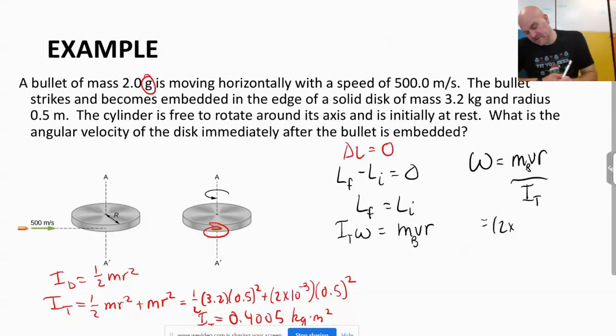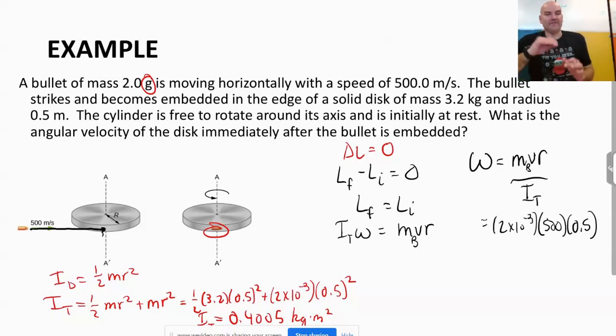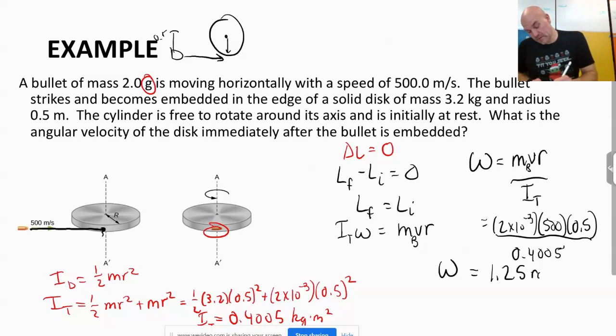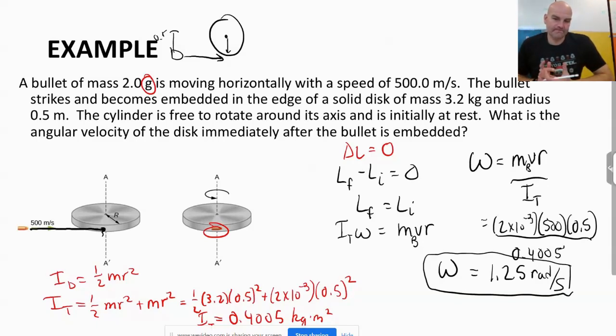So it's going to be 2 times 10 to the -3 times 500 times 0.5. Because if you look, it is taking a direct line to hit the outside. If I'm looking top down before, here's my radius, and the bullet is going to be traveling in that direction. So it is technically 0.5 meters from the axis of rotation. And then I'm going to divide it by that 0.4005 number. So my disc will now be rotating at 1.25 radians per second.